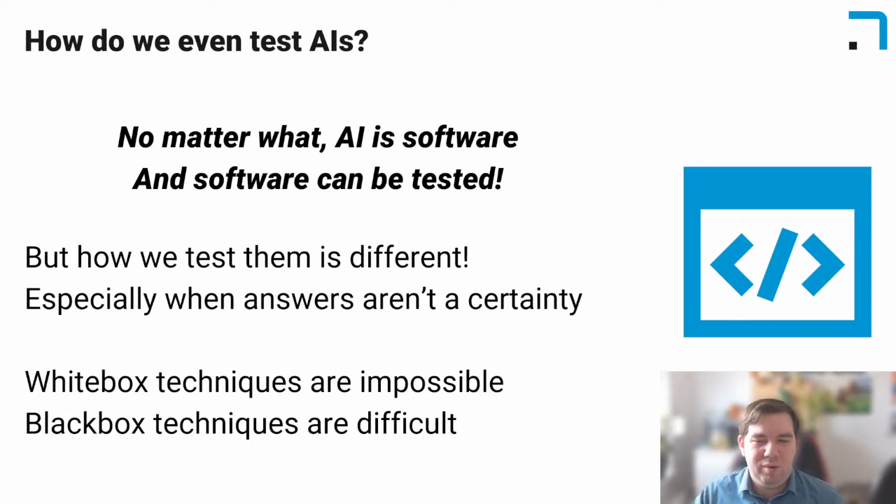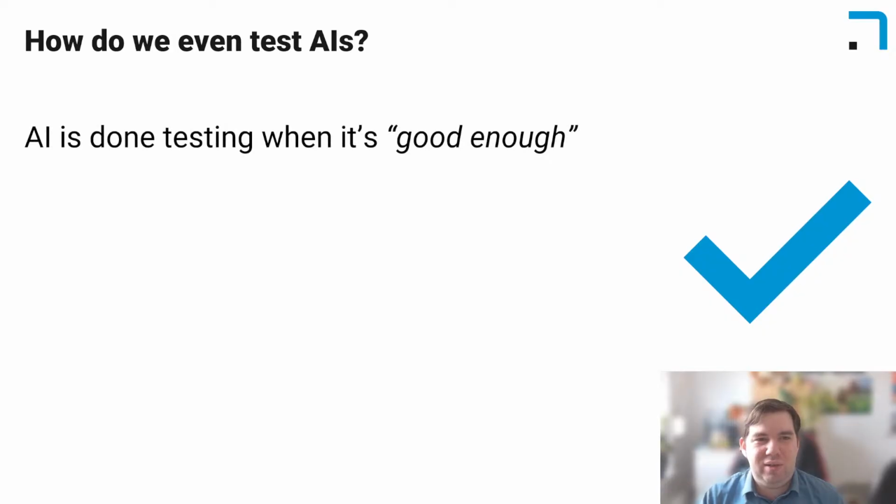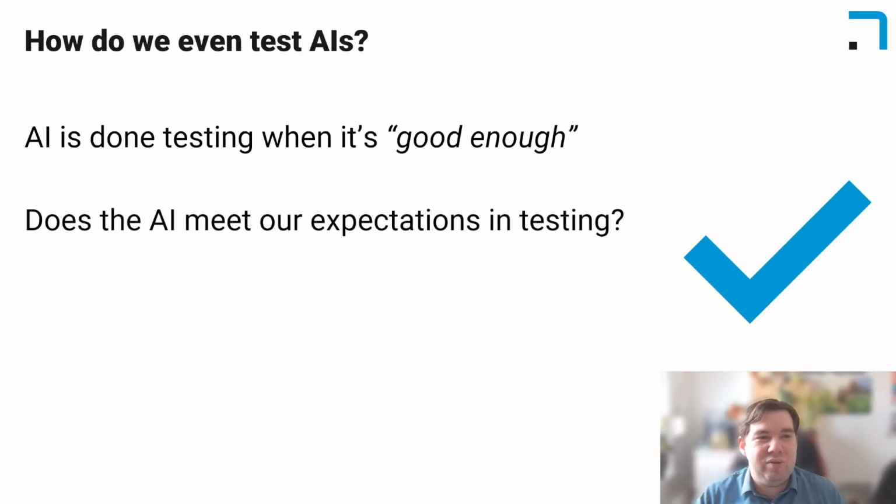Not quite. A good way to look at AI testing is that AI testing is done when AI tests are good enough. If the AI is working good enough, then we can say, yeah, we'll ship it and we're happy with how it's going. Good enough is a difficult thing to quantify, but we can say good enough is when the AI meets our expectations in testing. And how do we quantify that? Well, by having confusion matrices.